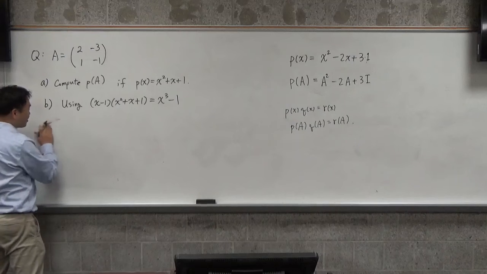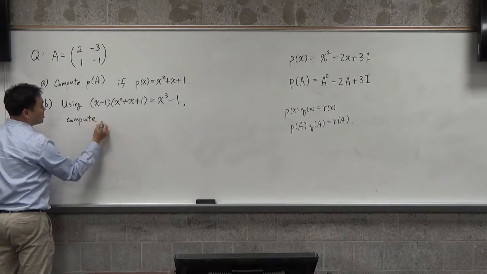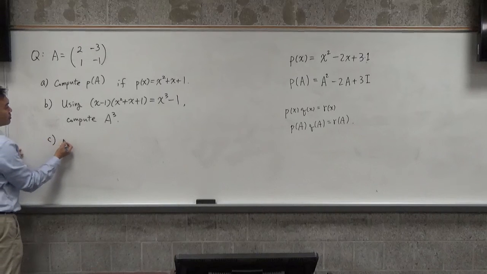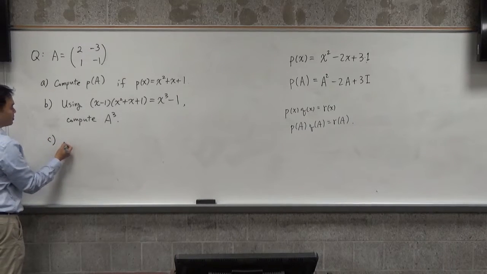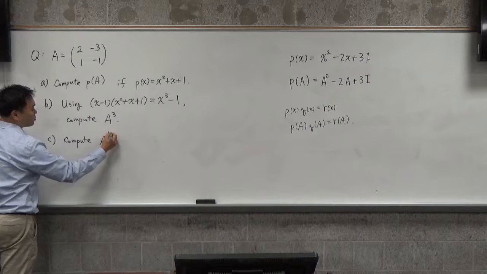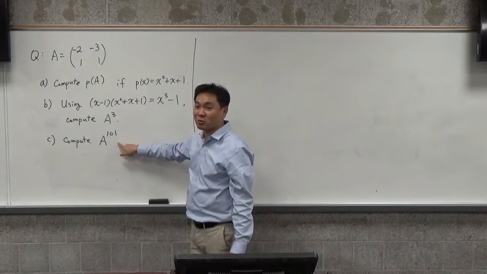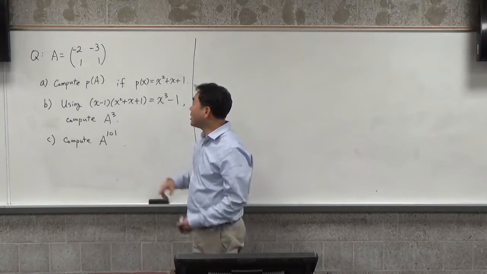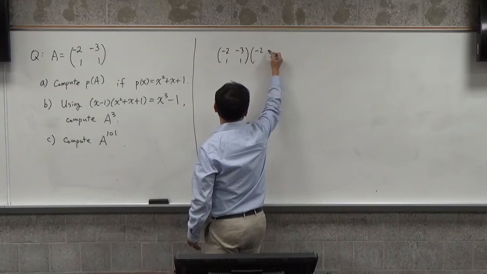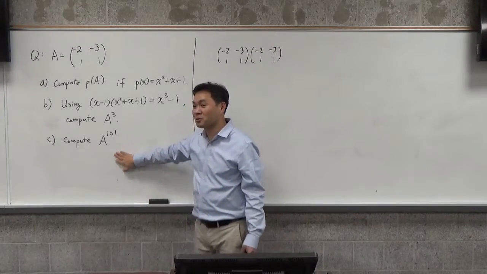Okay? Using this, compute A to the third. And C, now compute A to the 101 power. Let's figure out what A to the 101 power is. Now, imagine multiplying this matrix by itself many, many times. That's going to be a lot of work, right? So you probably don't want to do it.